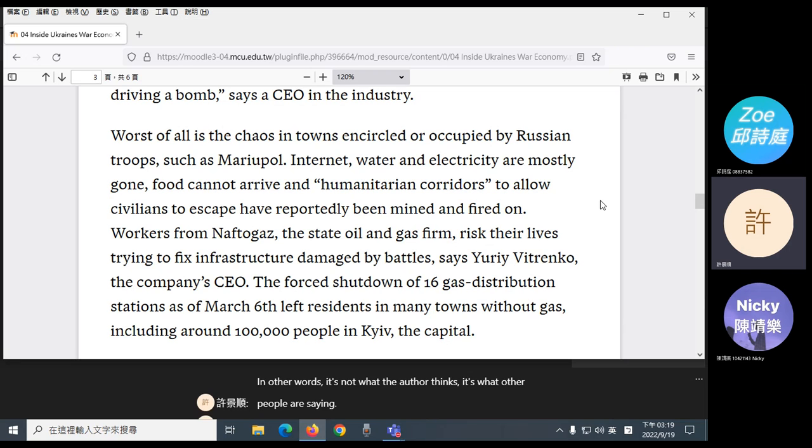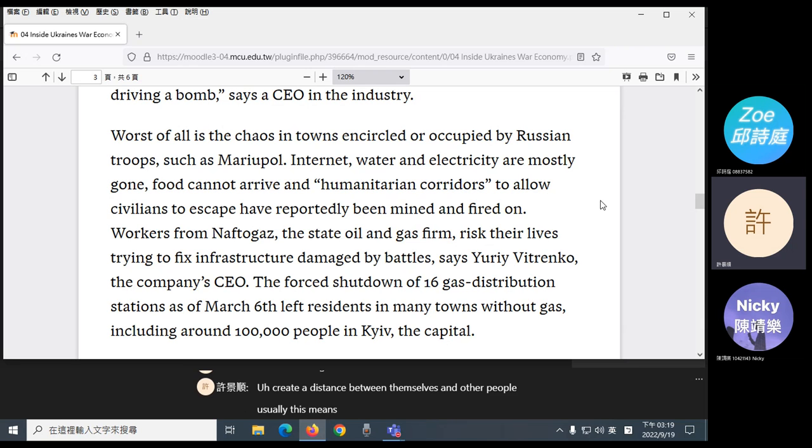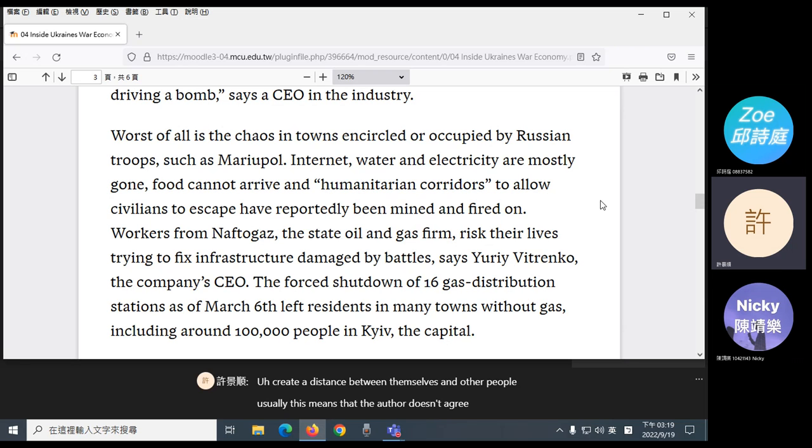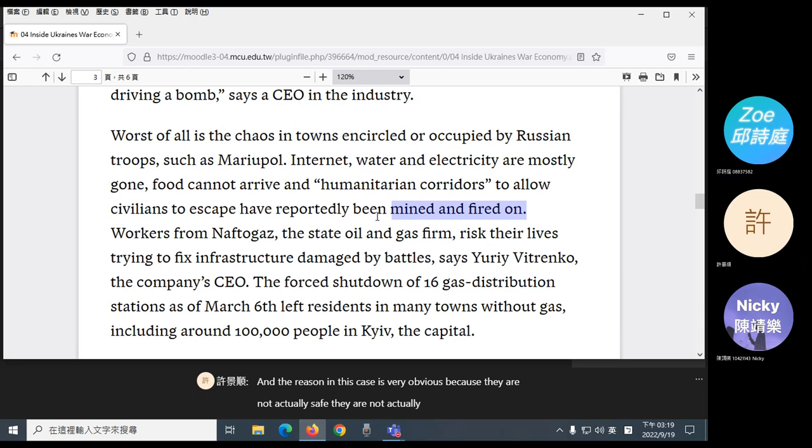If the author agrees, then the author doesn't have to create a distance between themselves and other people. Usually this means that the author doesn't agree with these words. And the reason in this case is very obvious because they are not actually safe. They are not actually humanitarian.